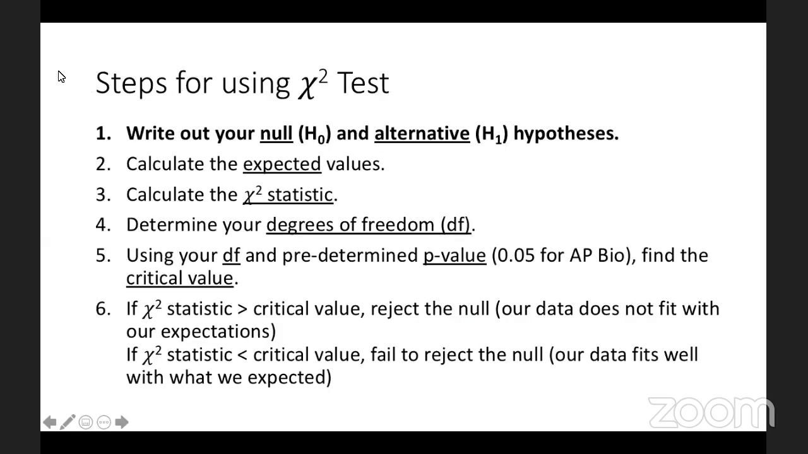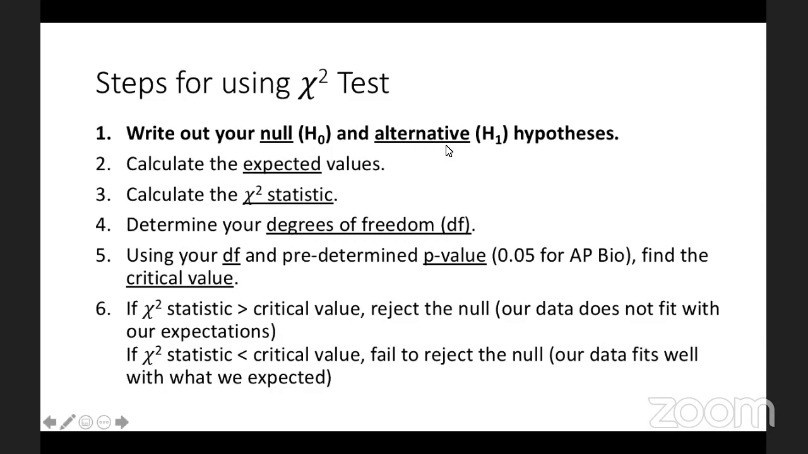So the steps for using a chi-square test, the first thing that you always want to do is define your hypotheses. In biology, hopefully you've learned about the null and the alternative hypothesis. The null hypothesis, if something is null and void, it means nothing, right? And so the null hypothesis basically assumes that nothing is happening. In other words, there is no statistical difference between your expectations and your observations.